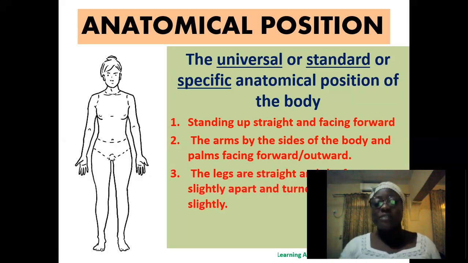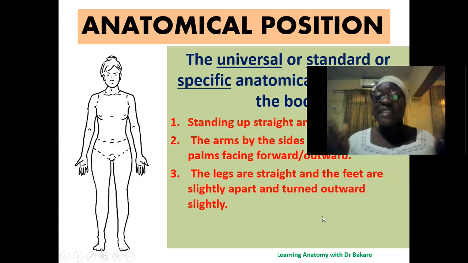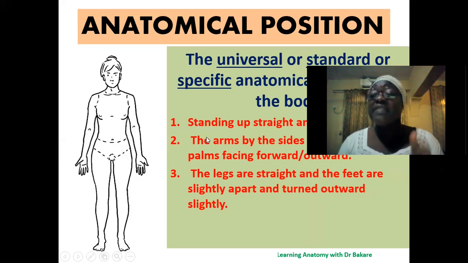Then the legs must be straight. You can see that the legs are straight. They are not bent or curved. And also the feet must be slightly apart. You can see that they are slightly apart and they are also turned outward a bit. So the different parts that are being highlighted, if they are placed in the way we have listed, the body is said to be in anatomical position. This is a universal standard that is accepted by anatomists.